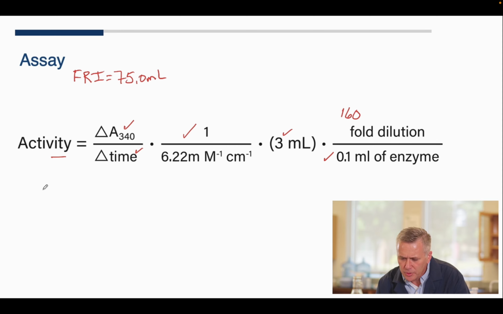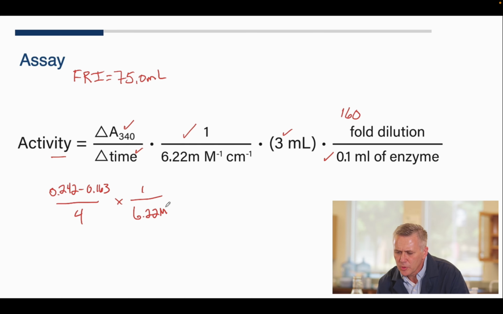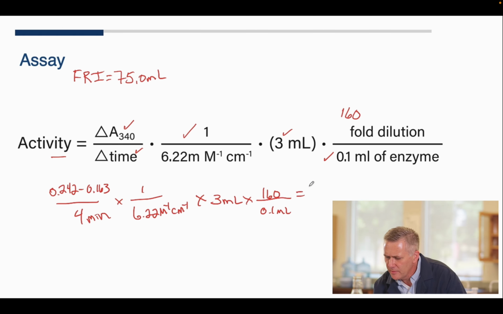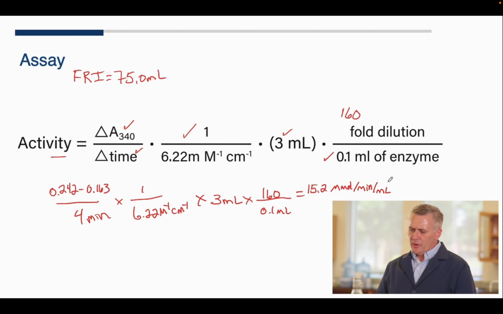Well, if we remember our GOT at fraction 1, we start off with 0.242. We ended up with 0.163 in terms of our absorbance. All right, that was all over 4 minutes. And then if we calculate and put this in 1.22, and again putting in our units here. And so absorbance really doesn't have units. This is 4 minutes, and then it's a 3 milliliter solution, and then again 160-fold dilution, and then 0.1 ml. If we do that math, what we end up with is we find we have an activity of 15.2, and then again this is micromoles per minute per mil. Right, and so that's our activity, and so we know that it is present.